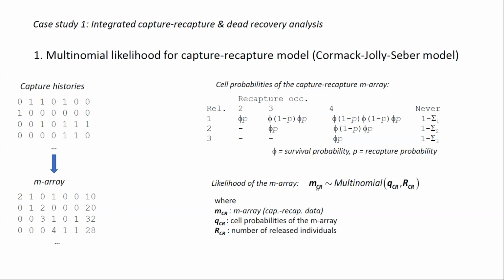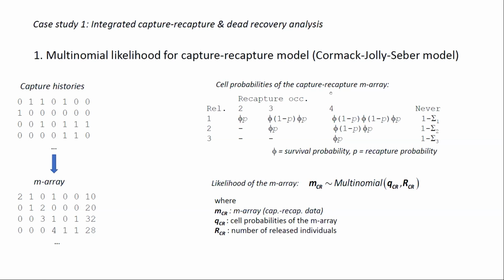Well, we say now, like this M-array here, or the data, we use the multinomial distribution, with some probabilities, and these are the total number of individuals that have been released at each occasion. So, for example, here there would be 14 individuals in the first occasion that have been released, because it's just the sum of all these individuals in this line. Now, the more complex part is perhaps these cell probabilities.